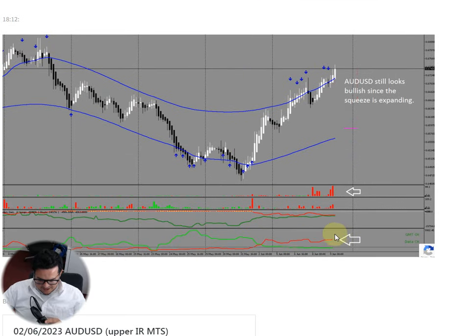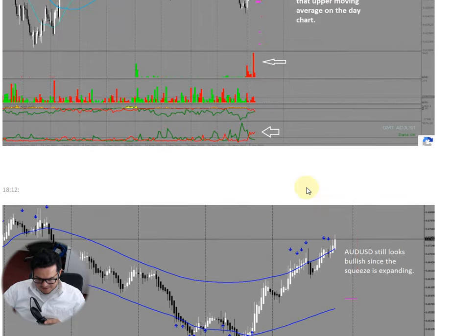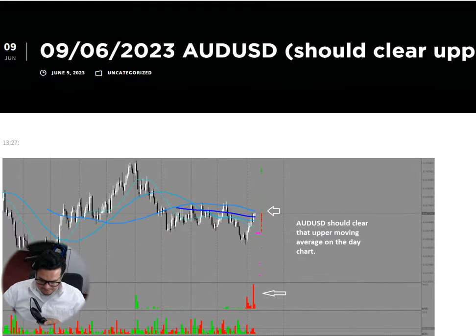Okay, we have an expanding squeeze line, so Australian dollar still looks bullish, so it can still go up against the shorties, because the squeeze is expanding, it's not collapsing. Okay, so do not sell Australian dollar right now.